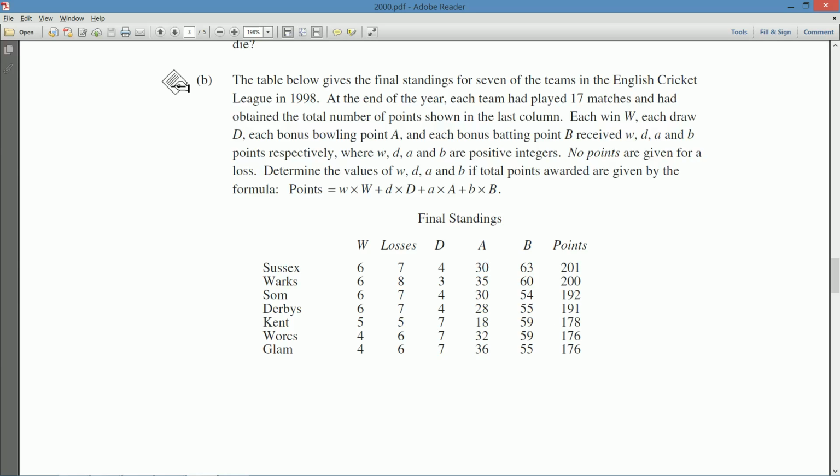I'm not going to write the losses columns because it says we don't account for losses at all. Losses are no points, so I don't care how many times you lost. That's not going to contribute to your overall point score. We just care about the wins, draws, bowling points, and batting points. Okay, so we're going to leave losses out of the table. All right.